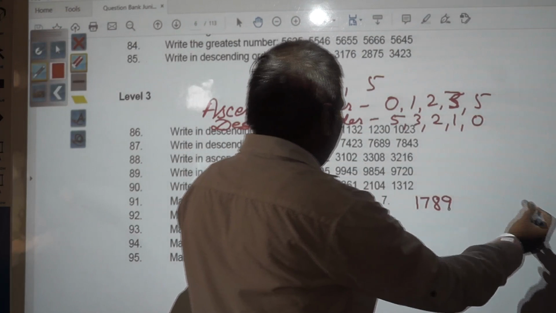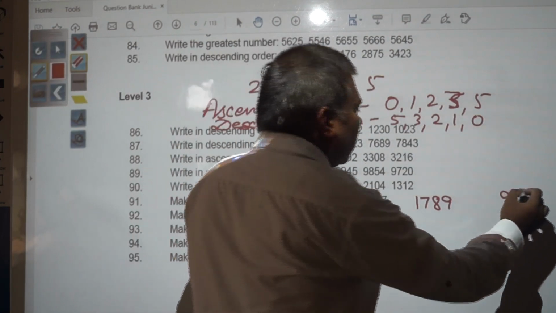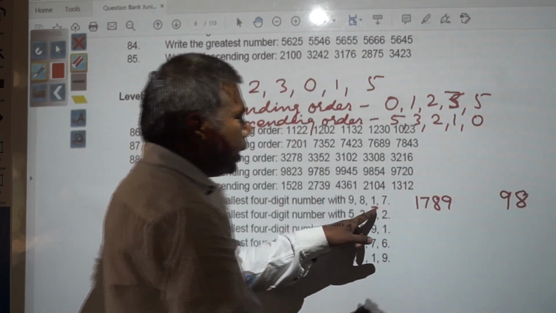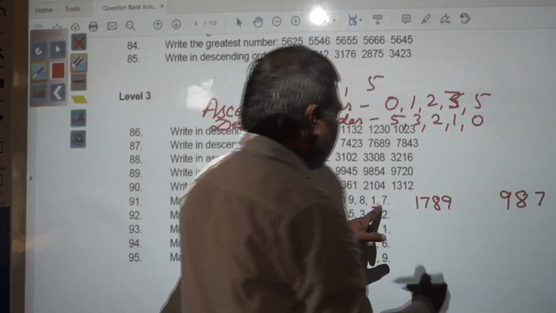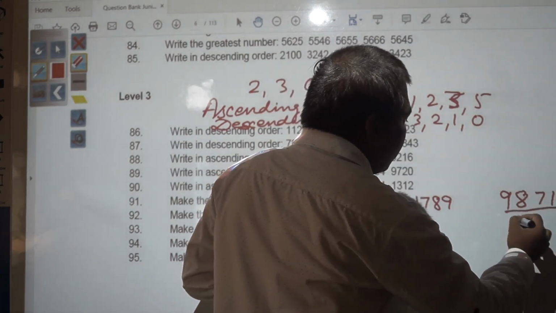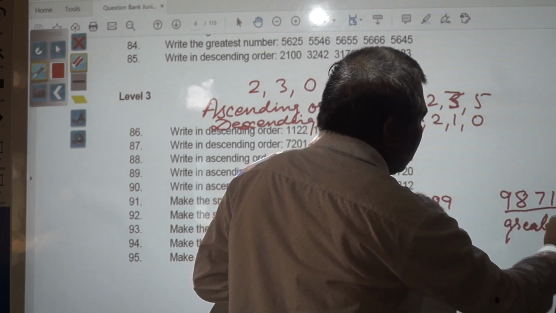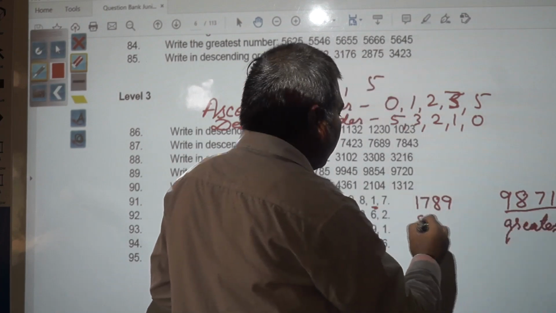And if you want to make the greatest 4-digit number with these numbers, what will it be? If you are making the greatest, the biggest one you write first, then smaller than that, then smaller than that, and then the smallest one. So this one will be the biggest or greatest, and this one will be the smallest.